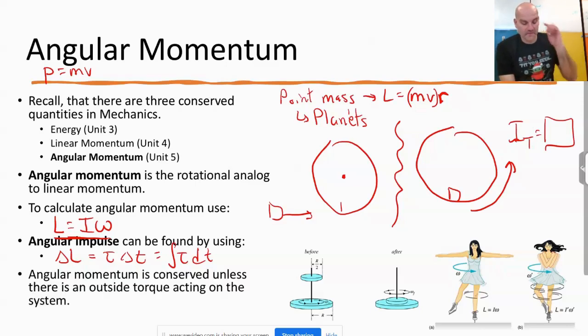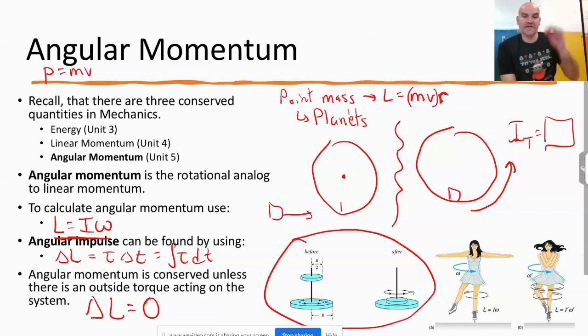And then angular momentum, we said it was a conserved quantity, which tells us that the change in our momentum is equal to 0. A couple of examples that they like are spinning a disk and dropping another one on top of it, and then our figure skater, right?